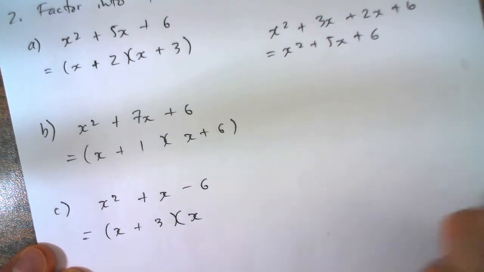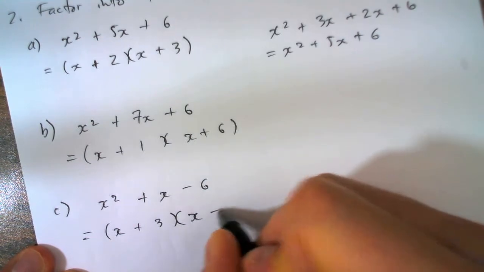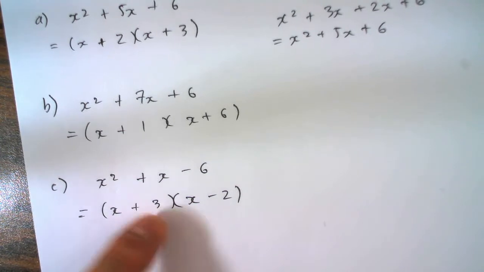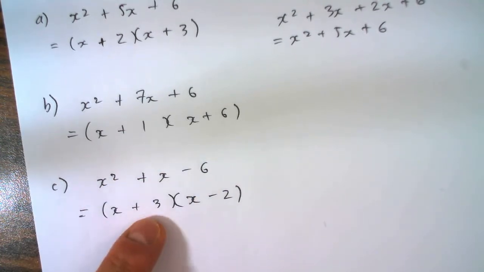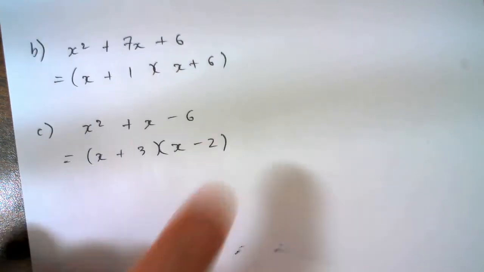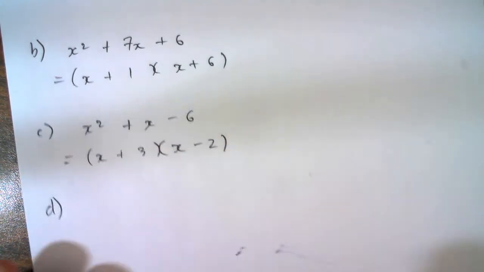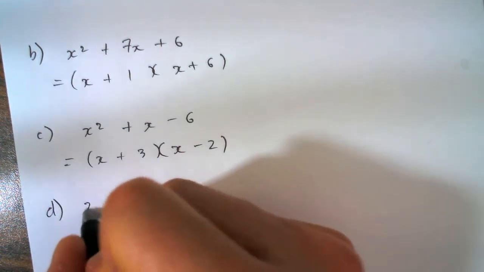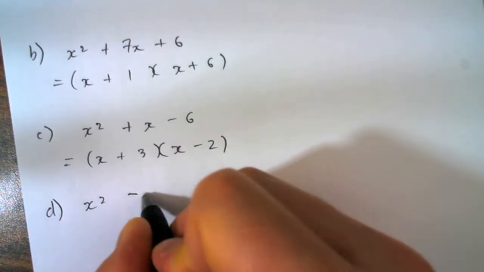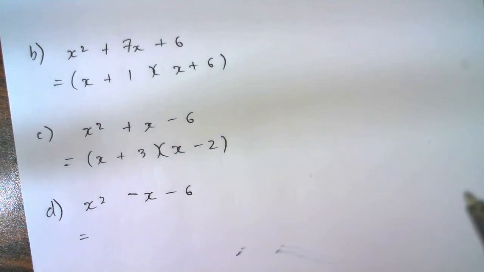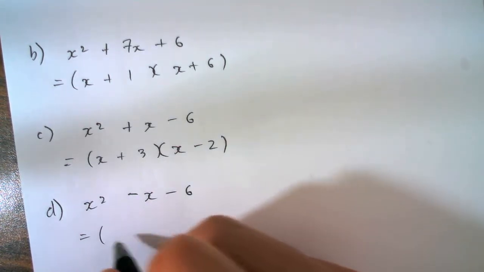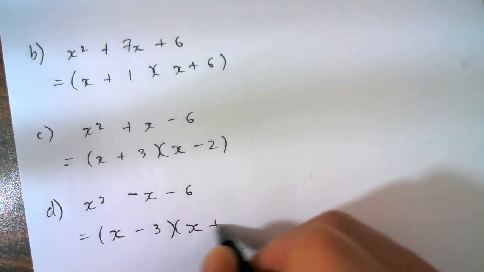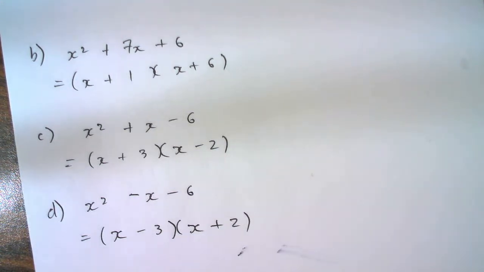So we've got a negative number. So one of them has to be negative, one has to be positive. They add up to positive 1. That's how I know it's positive 3 and negative 2. In this case, the 3 is the negative, and 2 is positive.